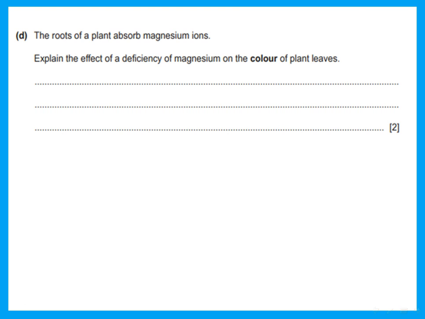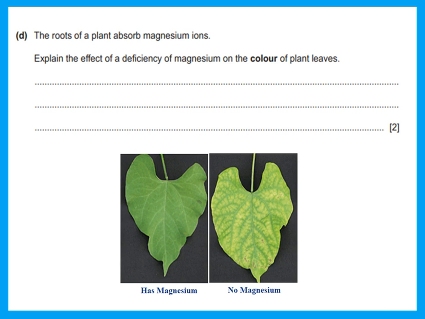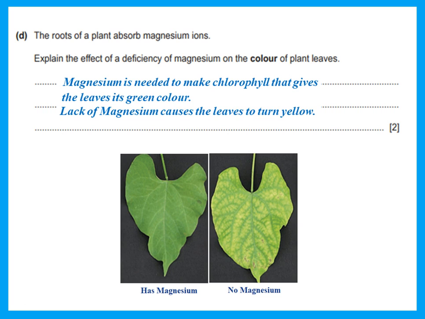The roots of a plant absorb magnesium ions. Explain the effect of a deficiency of magnesium on the color of plant leaves. Remember, you should know that a plant that has magnesium can make chlorophyll. Magnesium is needed to make chlorophyll, so this makes the leaf green in color. But if I have a leaf that has lack of magnesium, then it cannot make chlorophyll, so it will not be green. It would be yellow.